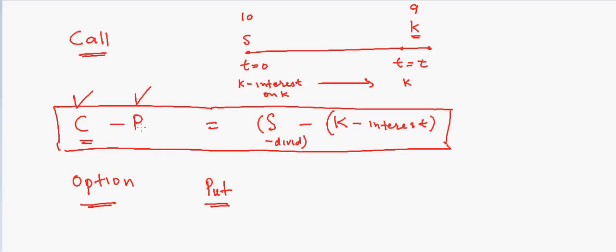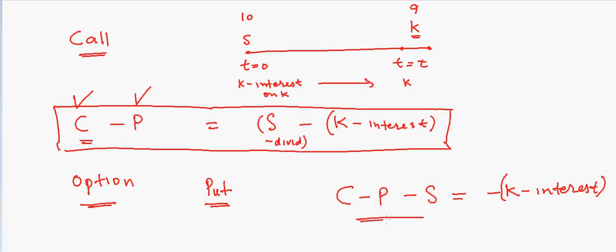We can do the same thing for the put option. In that case, we get the call, sell the put, and also sell the stock, and that will be equal to minus K minus interest, right? We can also use this relationship to lend money, so we can get interest from combining the call, put and the stock on certain investments.